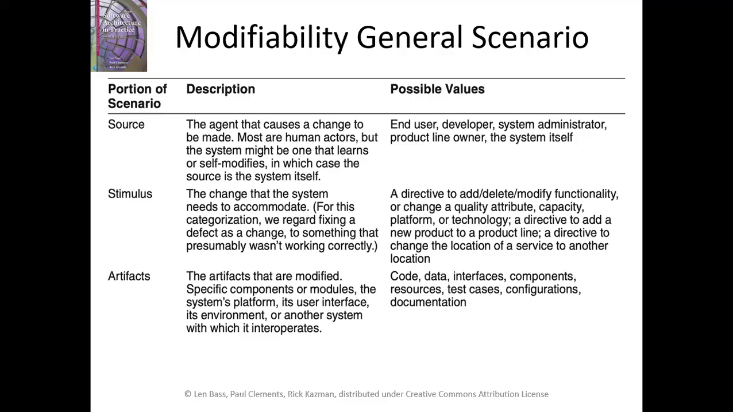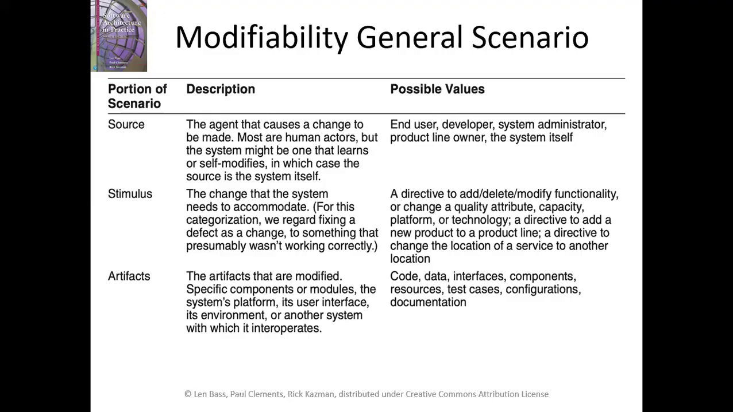So I hope you are refreshed now. Let's continue. Modifiability general scenario. So for modifiability, we would have the source of the modification, and this is the agent that causes a change to be made. Most are human actors, but sometimes the system might be the one that learns or self-modifies. This is not so common till now, but obviously we will be going that way in the next few years because of the prevalence of artificial intelligence.